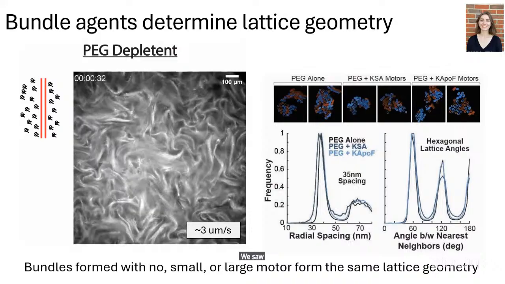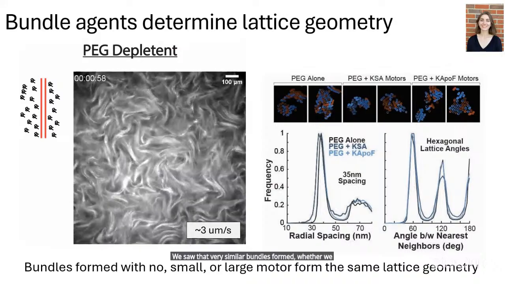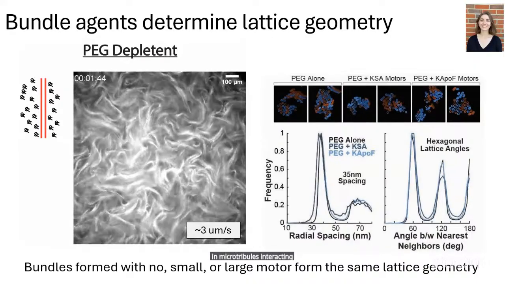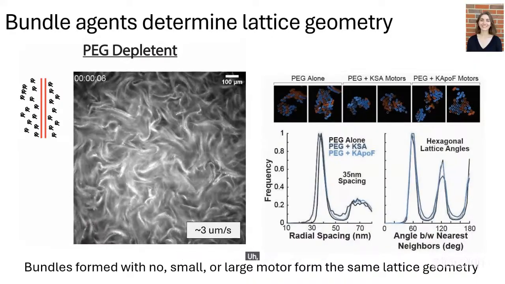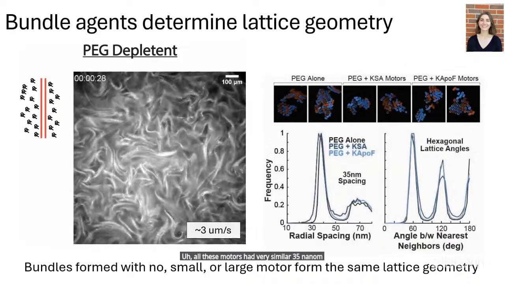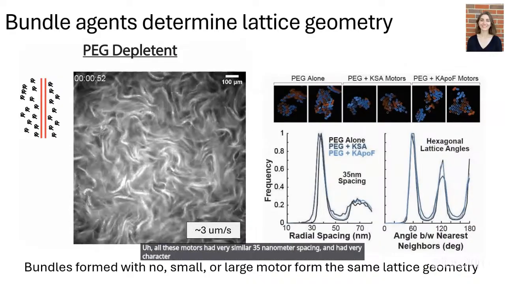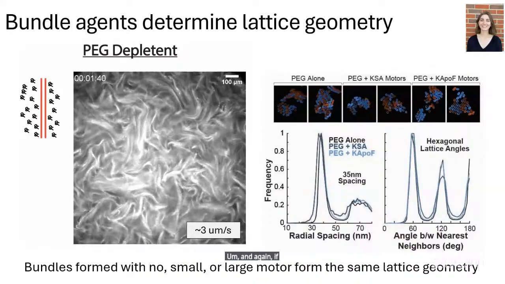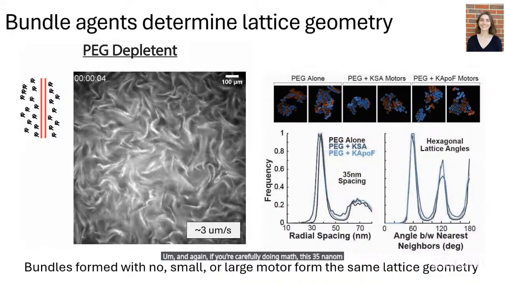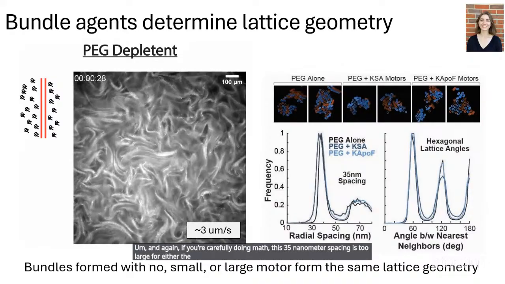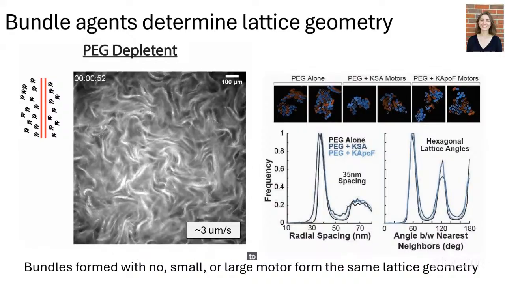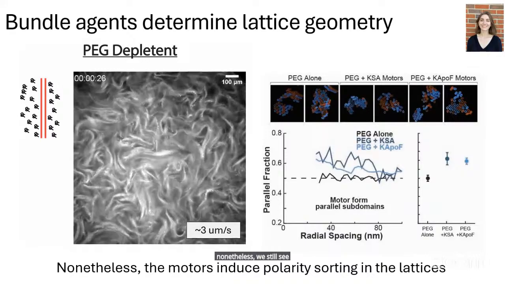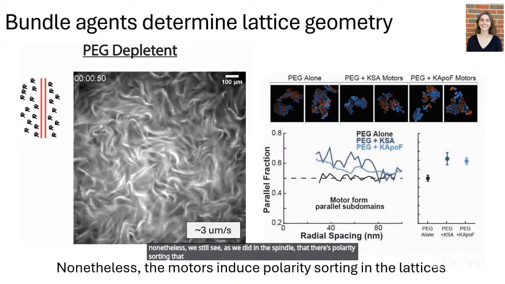We saw that very similar bundles formed whether we use no motors, a small motor, or a large motor in microtubules interacting with a PEG depletant. All these motors had very similar 35 nanometer spacing and had very characteristic hexagonal geometry with their nearest neighbors. And again, if you're carefully doing math, this 35 nanometer spacing is too large for either the small or the large motor to directly fit between adjacent microtubules. Nonetheless, we still see, as we did in the spindle, that there's polarity sorting that happens in these lattices.